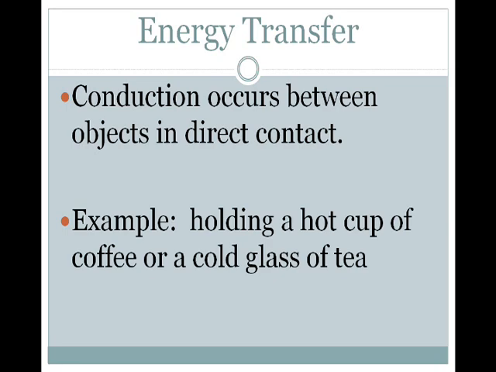An example: holding a hot cup of coffee or a cold glass of tea. If you're holding a hot cup of coffee, the energy is transferring from the cup of coffee to your hand. It's making your hand feel hot. Okay? If you're holding a cold glass of tea, your hand is the higher temperature, so energy is transferring from your hand to the glass of tea, which is going to cause the ice to melt, and it's going to make your hand feel cold.